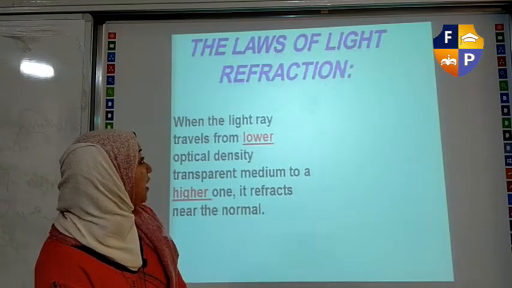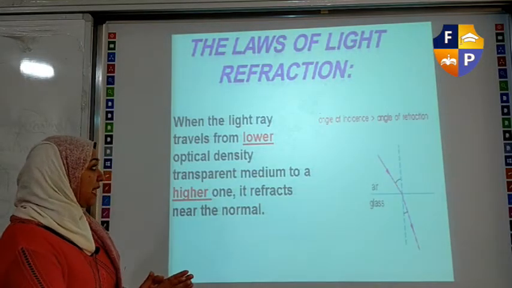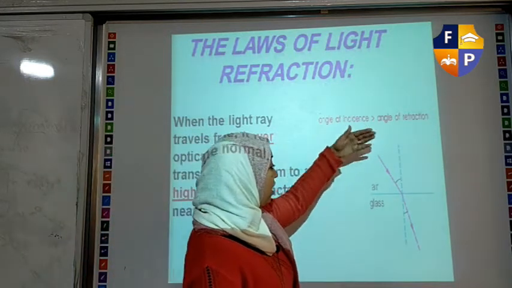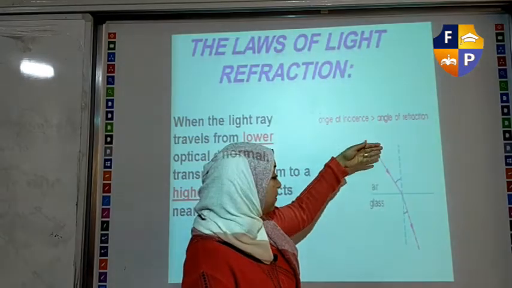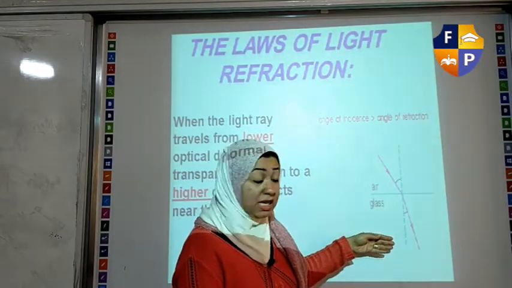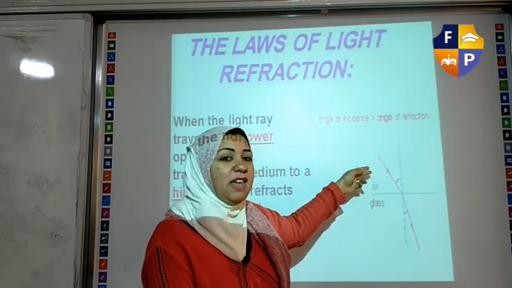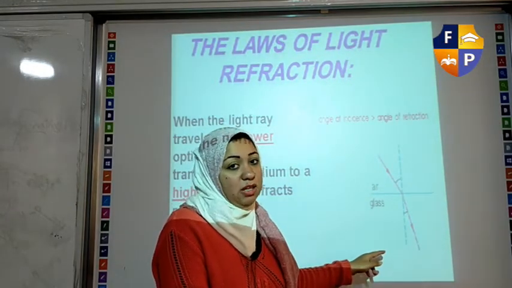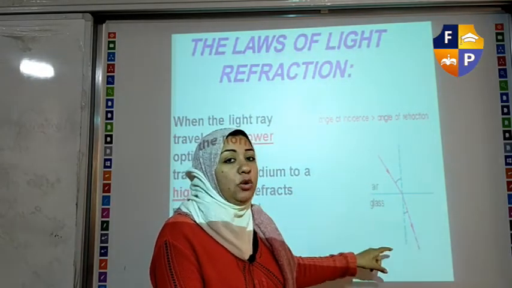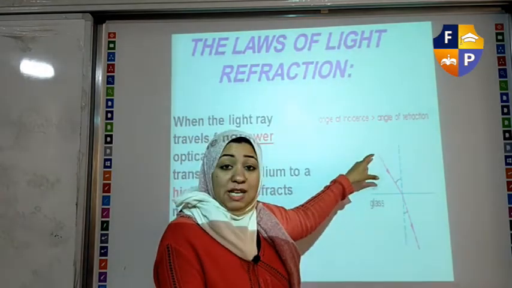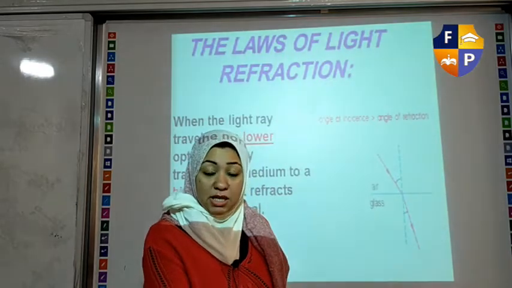The law of light refraction. First, when the light ray travels from the lower optical density, like the air as a transparent medium, to the higher optical density, it moves at a lower speed in the water than in the air, which means that the speed of light waves in the air is higher than its speed in the water. So the optical density of the air will be less than the optical density of water.